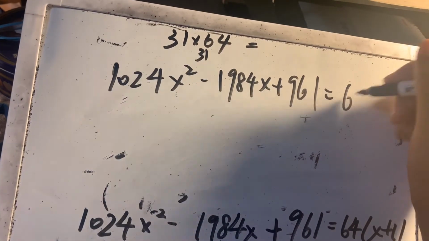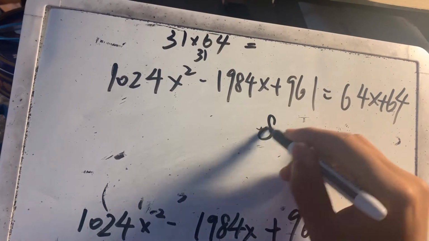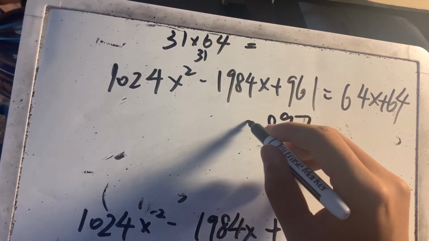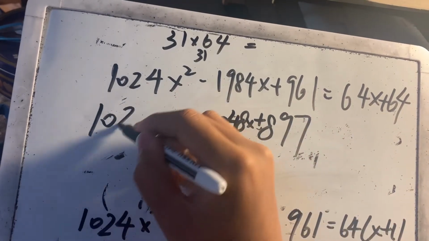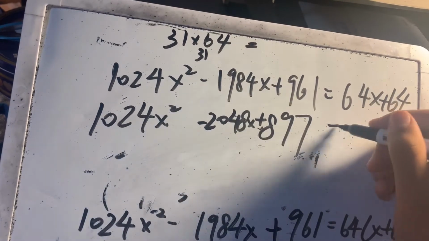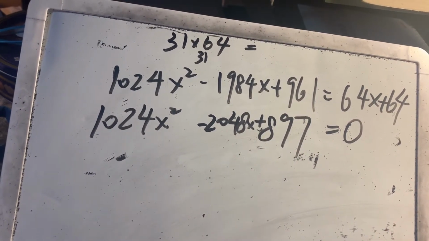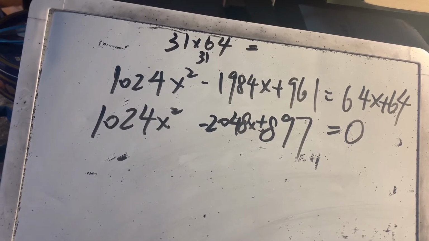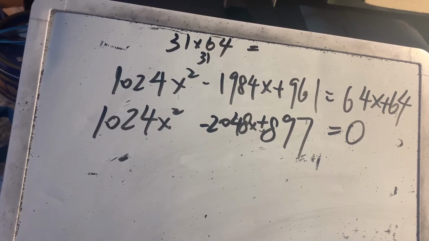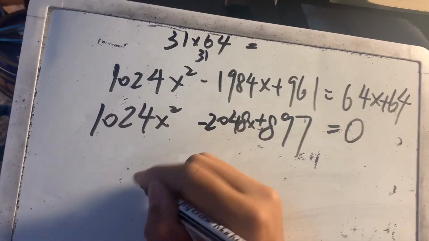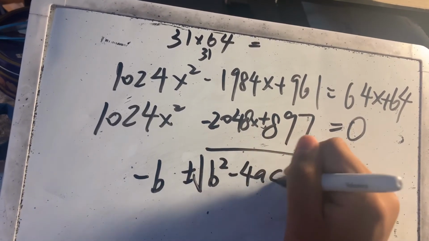Right? So we get it should be this. When we minus 64, this should be this, and this should be this. It is 0. So now we get this. We only need to use the quadratic equation to solve this. Recall the quadratic equation.